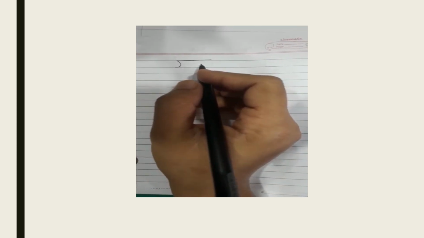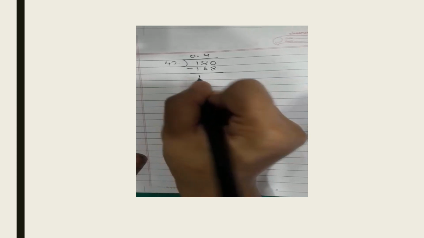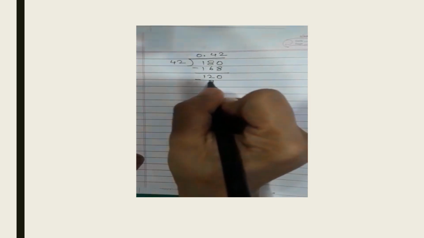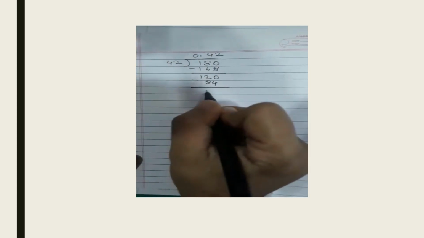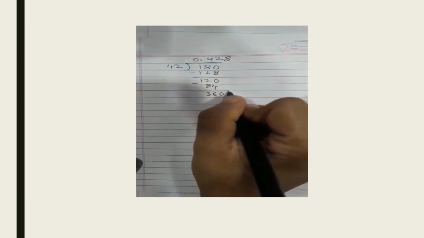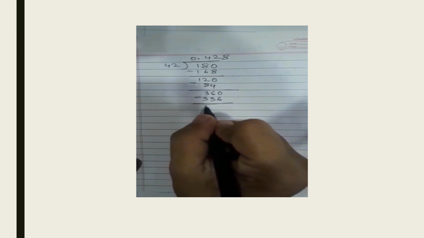The second example is 18 upon 42. Numerator 18, denominator 42. Here again 18 is less than 42, so add a 0 here. Give a decimal point in the quotient place. 42 fours are 168. Remainder 12. Add a 0 after 12. 42 twos are 84. 120 minus 84, remainder is 36. Again add a 0. 42 eights are 336. We will get 24.